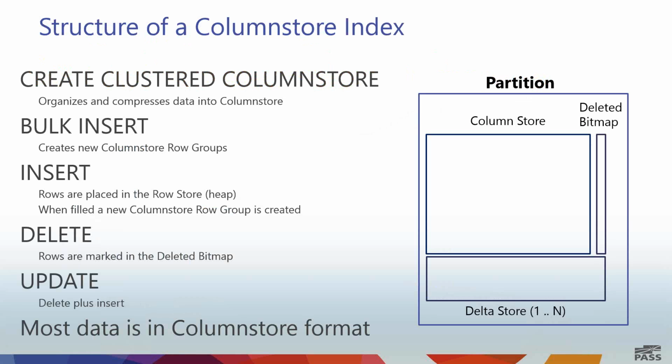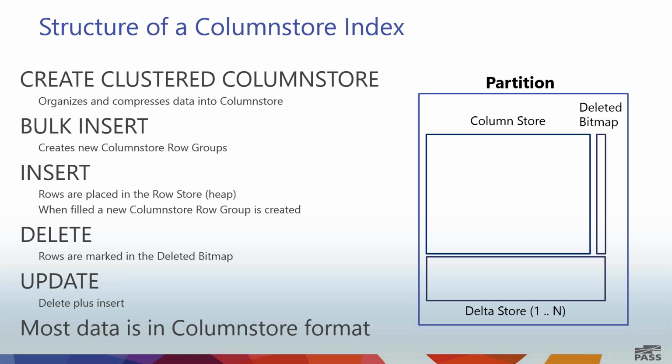The structure of that column store index kind of looks like this. A few things you need to see. Over to the right, you can see that we have a few different things that are part of a partition for a column store index. You have your column store space, you have a delta store, and you have your deleted bitmap. We'll talk about each one of these.